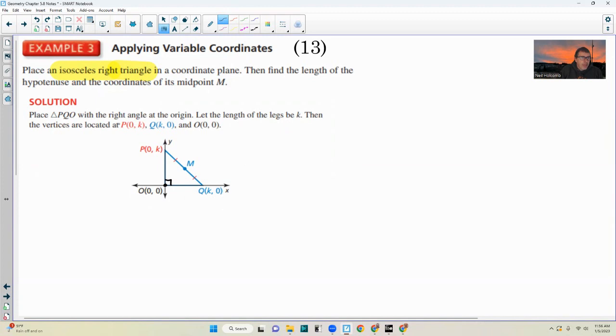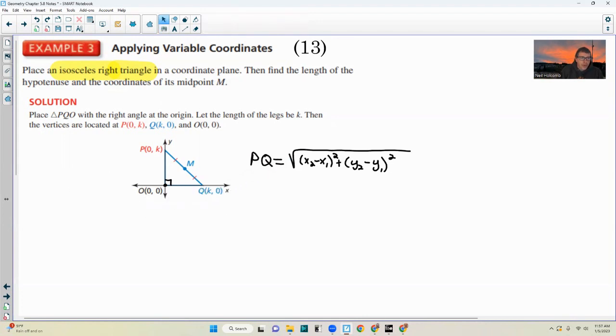Then the vertices are located at P being (0, k), Q being (k, 0), and the origin (0, 0). Okay, so what we want to do is find the length of PQ. So we're going to write PQ equals, and I'm going to write the formula this time. I didn't on the last one. The square root of (x2 minus x1) quantity squared plus (y2 minus y1) quantity squared. That is the distance formula.